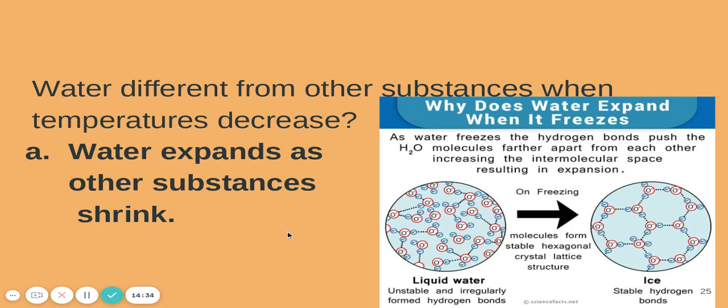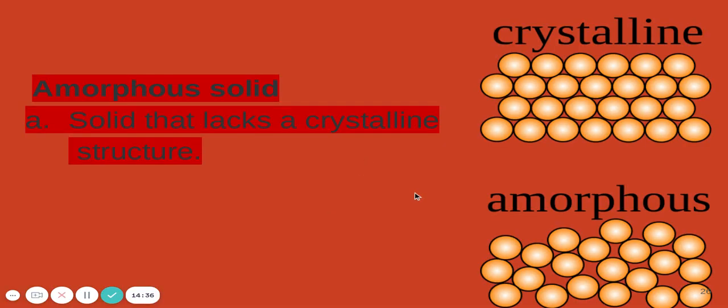Last but not least, we have something called an amorphous solid. This simply lacks a crystalline structure. Okay, so we know in a crystalline, the atoms are put together up in the right-hand corner here. The atoms are all in nice arrangement. Amorphous simply means that it lacks that structure. Everything's kind of thrown together and mixed up.